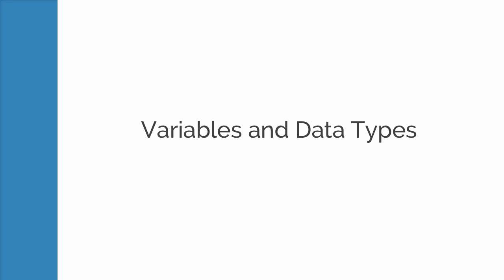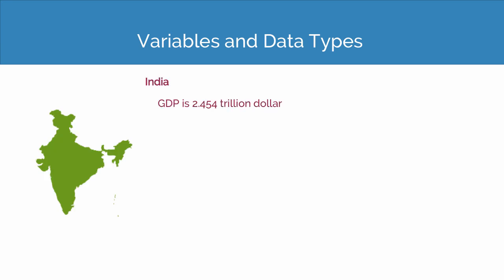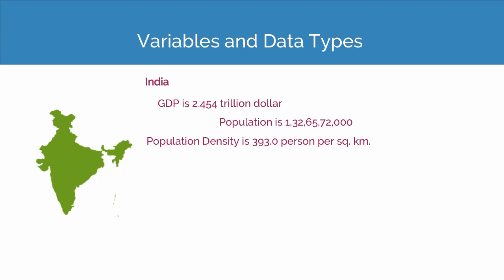In this topic, we are now going to proceed and check out what are variables and data types in Java. Let us first consider an example of our country, India. So our name of the country is India, its GDP is $2.454 trillion, its population is 132 crores, population density is 393.0% per square kilometer, it is a secular state and the symbol of its currency is rupees that you can see here.